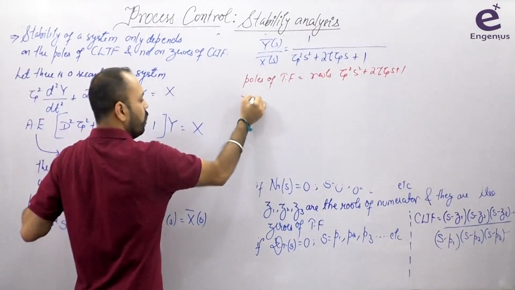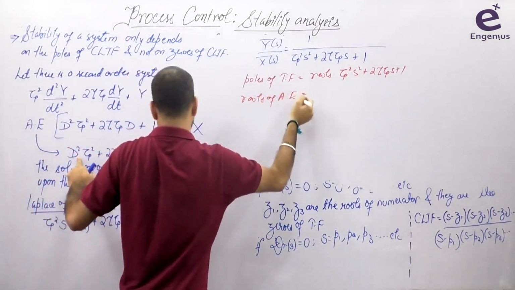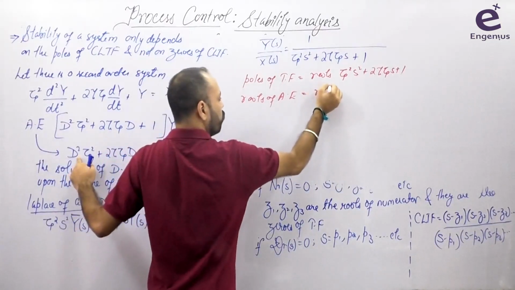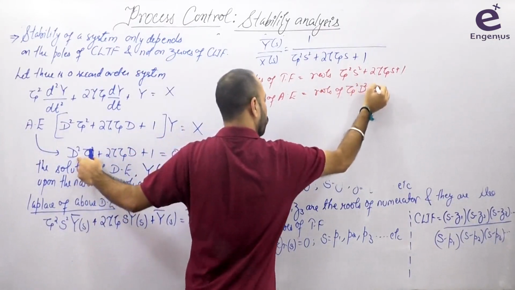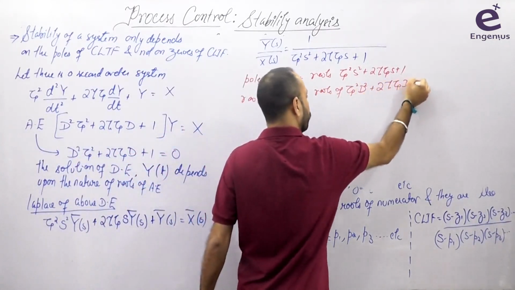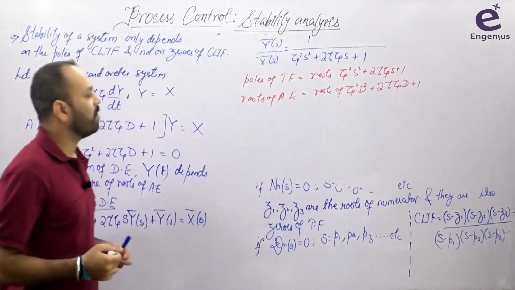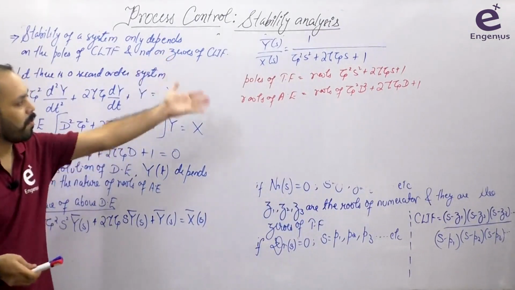Roots of auxiliary equation means roots of tau p square d square plus twice of zeta tau p d plus 1. Now what do you think? Are they the same equations? Only s and d have interchanged. They are the same equations.